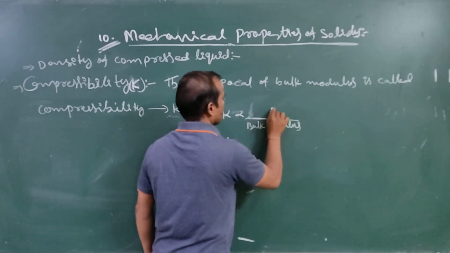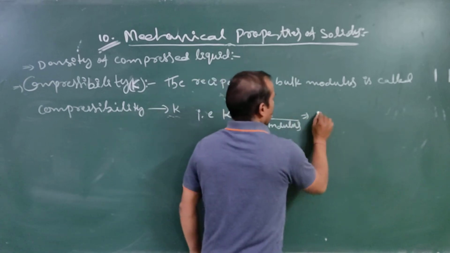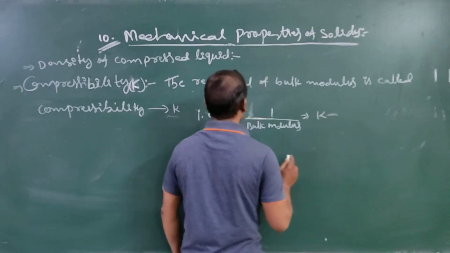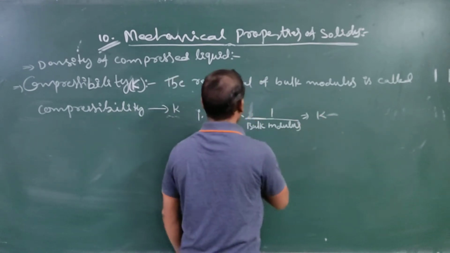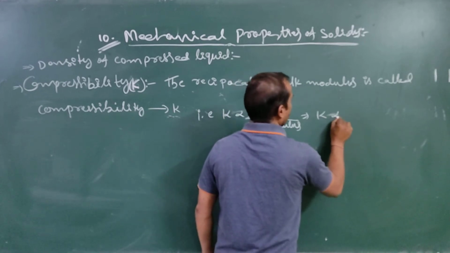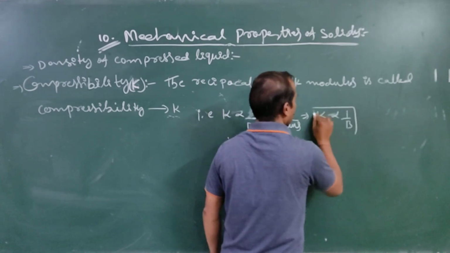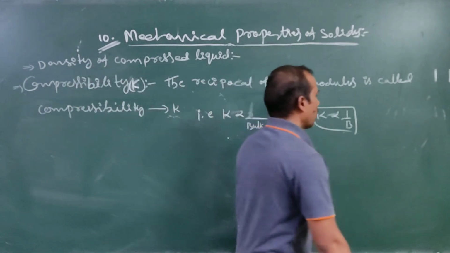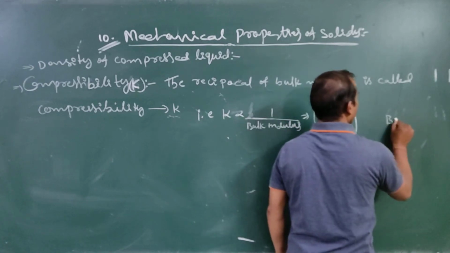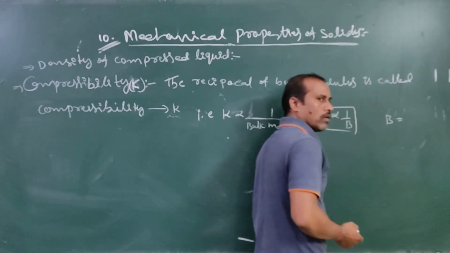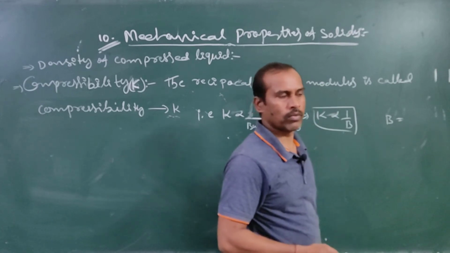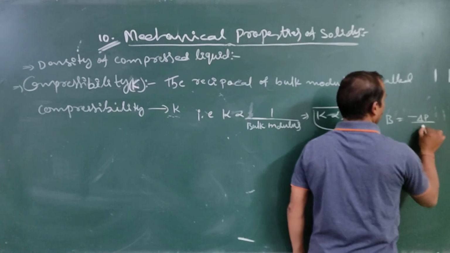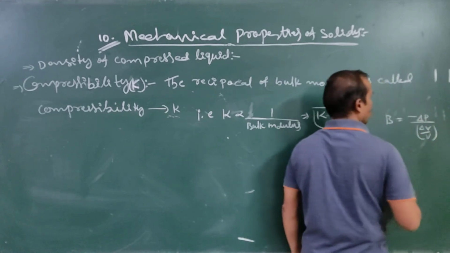That means K is equal to just the reciprocal, so K is inversely related to B. The bulk modulus of a fluid, liquid or solid, B, is equal to stress by bulk strain, that is, minus delta P by delta V by V. This is the bulk modulus.